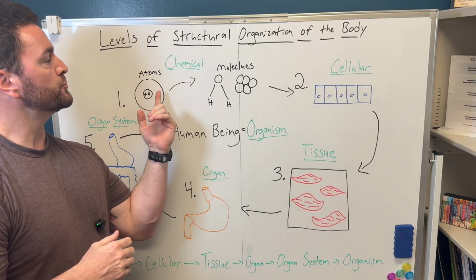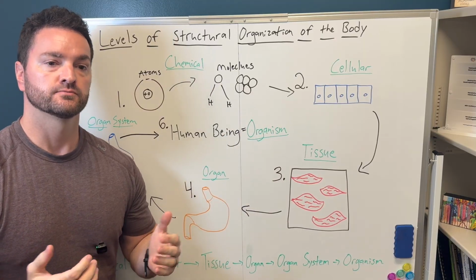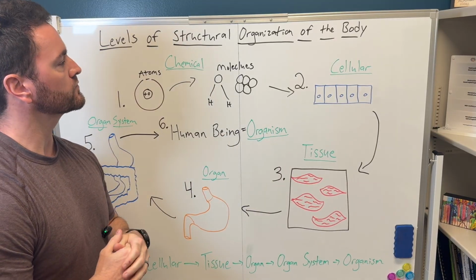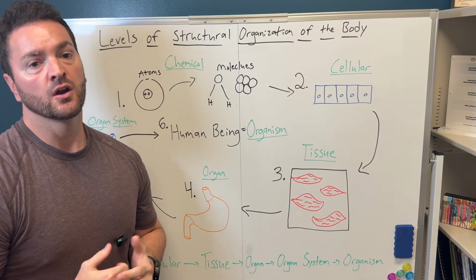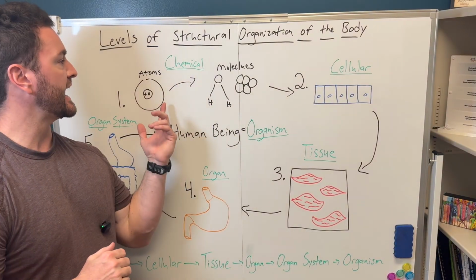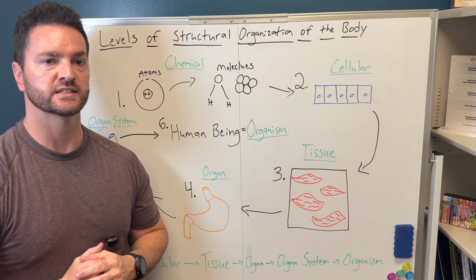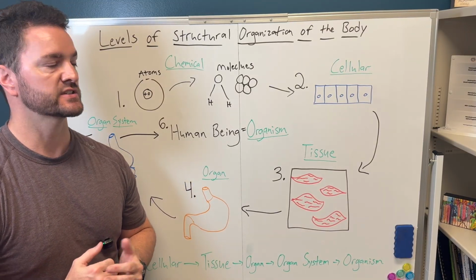Next, when you put multiple atoms together, that makes something called a molecule. Okay? An example of a molecule will be oxygen, water, or glucose. That's just some examples right here. And when we put atoms and molecules together, we consider that the chemical level of organization of the body. So that's going to be the first step.